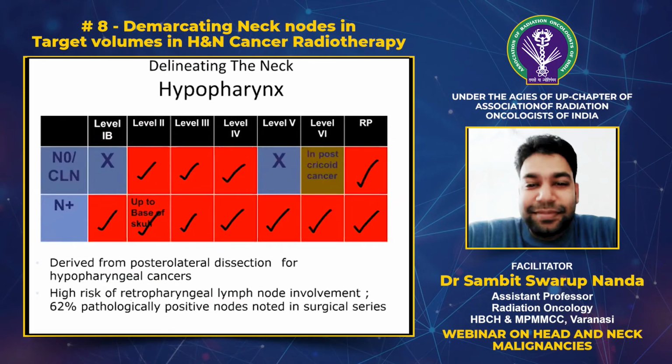And even in T1 and T2 and N0 disease, the N0 that is clinically or radiologically, the chances of level 5 lymph node involvement is less than 5%. However, if there is N plus disease, the chances of level 5 involvement is roughly around 15 to 20%. So any N plus disease along with, in case of hypopharynx, the level 5 group of lymph node has to be taken. For level 6 group, again, the subglottic extension, post-cricoid region, the level 6 group has to be involved. And retropharyngeal group is to be taken into account for contouring the CTV in both cases.